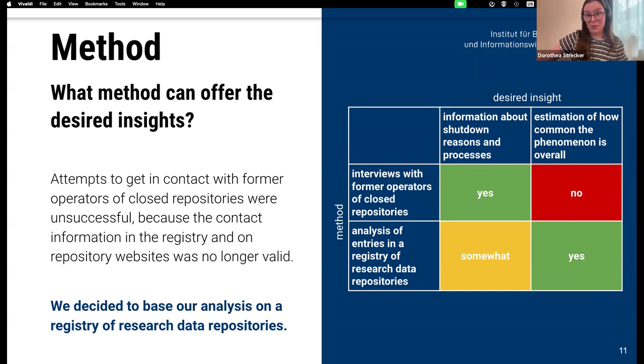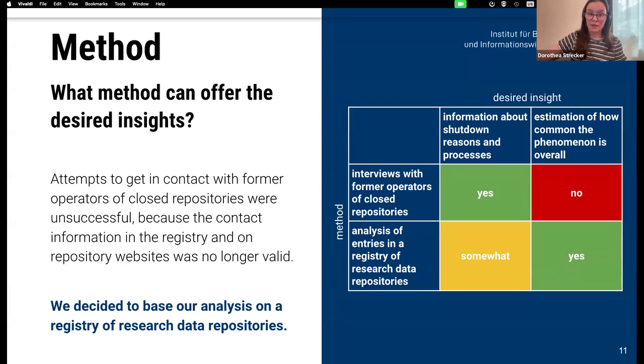However, we found that we could not get in touch with former operators of shutdown repositories because the contact information we found in registries or on repository websites was no longer valid. And so in essence, this approach was closed to us. And it would also not be possible to estimate how common the phenomenon was overall, because we would have to select specific cases to study.